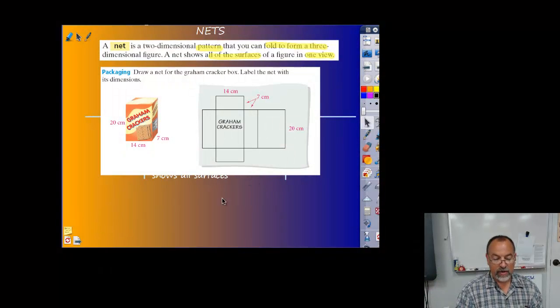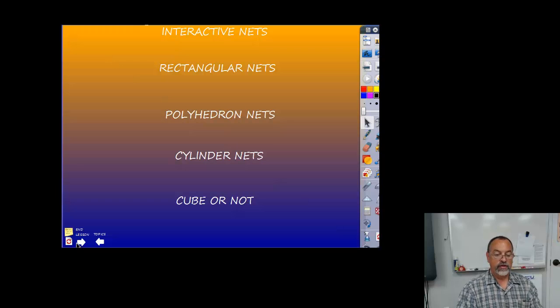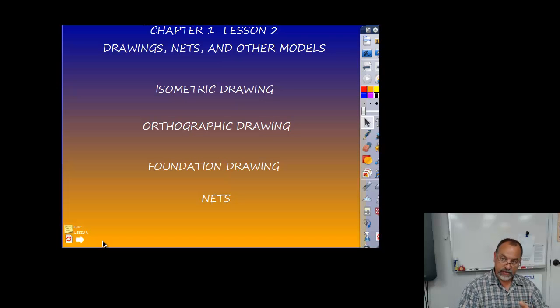Okay? So again, what I really need you to learn from this lesson is the 4 different types of drawings that there are, the different characteristics, and then when you look at them, you'll be able to see them.